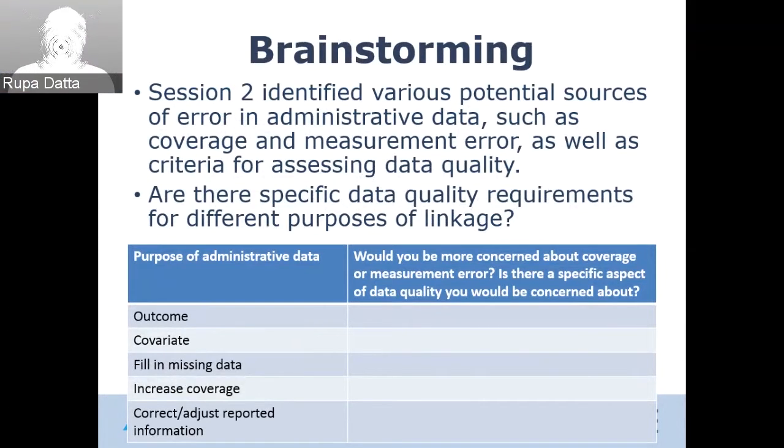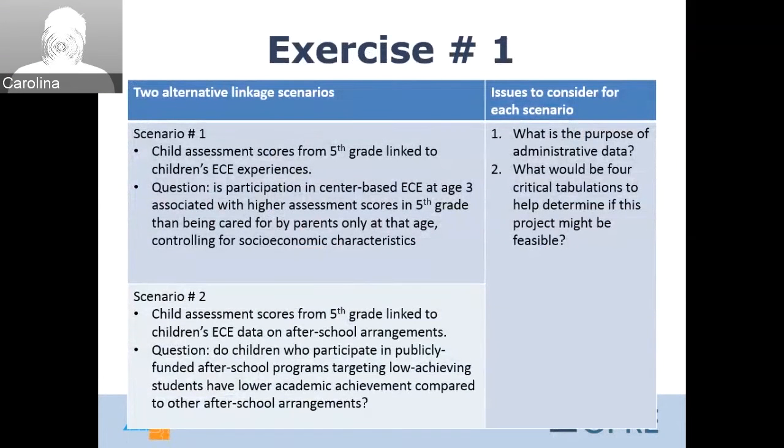Okay. Great. So let's move into our exercise. I would like to ask you to divide yourselves into two groups, but let me go over the exercise first. I would like to consider two alternative linkage scenarios. In the first scenario, the administrative data corresponds to child's assessment scores from 5th grade. You have administrative data on test scores, and you're able to link those with children's ECE experiences, which are coming from the survey data.